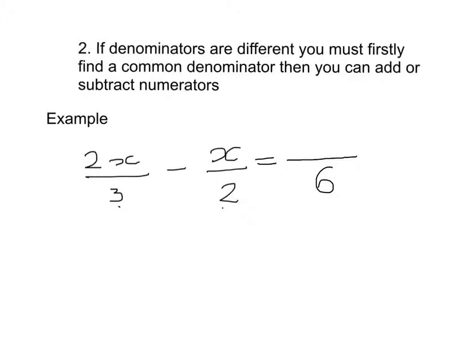Alright, so going back to year 7 and fractions, what do you do? You say, well, 3 times what gives me 6? 3 times 2. But if I multiply the denominator here by 2, I must also multiply the numerator by 2. So whatever I do to the denominator, I must do to the numerator. So then we say 2 times 2x is 4x.